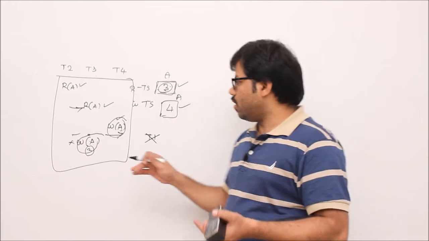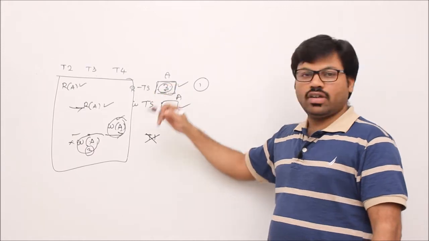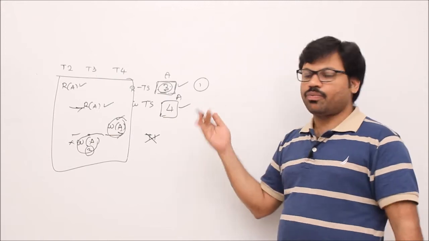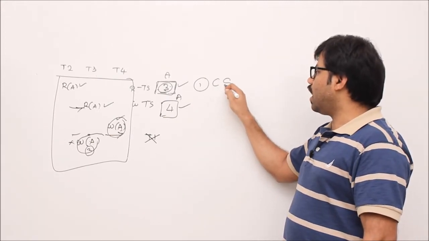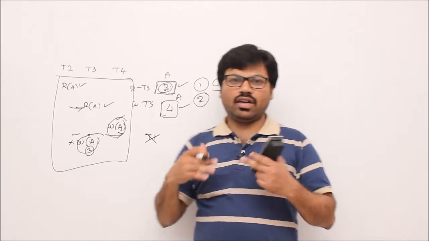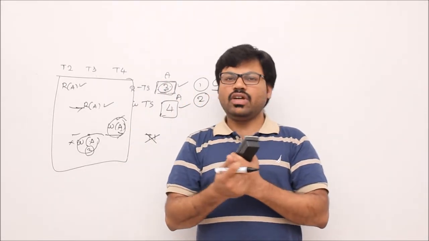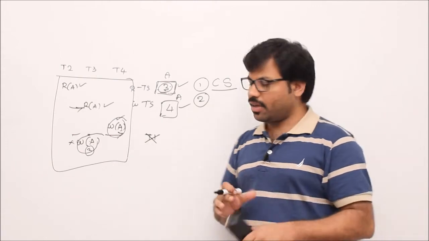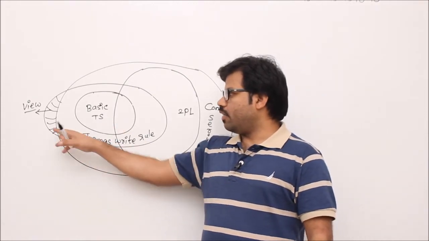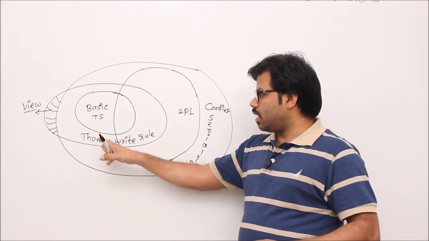Second thing, we have to answer these questions. One is, basic timestamp and Thomas Write rule, what is their capacity? That means what they allow. Question number 1, what about conflict serializability and timestamp based protocols? Are they related? Second one, what is the capacity, or the expressive power, or the acceptance power of these timestamp based algorithms? We will see that. Now we'll see the relationship between various protocols one by one: basic timestamp, Thomas Write rule, view serializability, 2PL, and conflict serializability. So first of all, we begin with basic timestamp and Thomas Write rule.